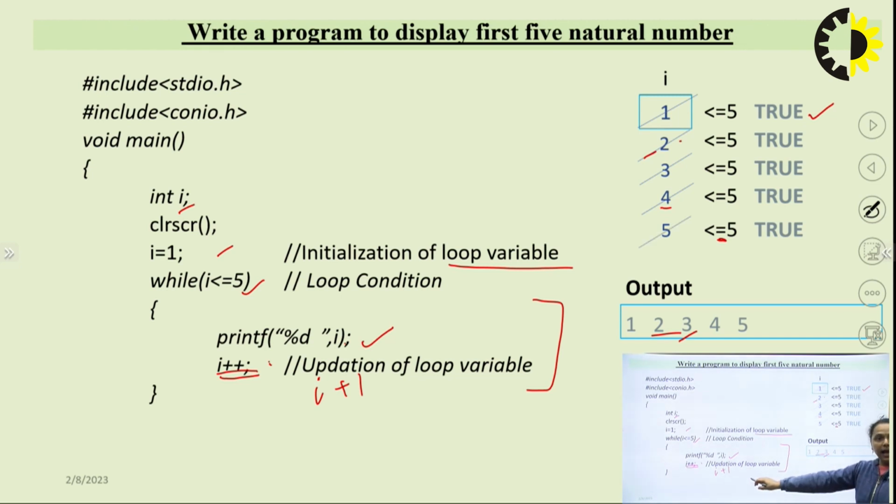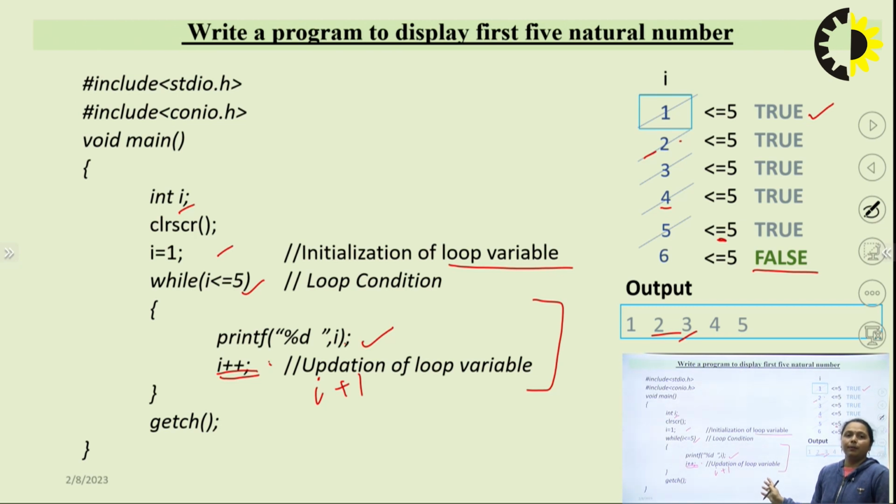Now I plus 1, I is now 6. When I becomes 6, the condition will become false. And as soon as the condition becomes false, the body of the loop will be terminated. It will not be repeated further.